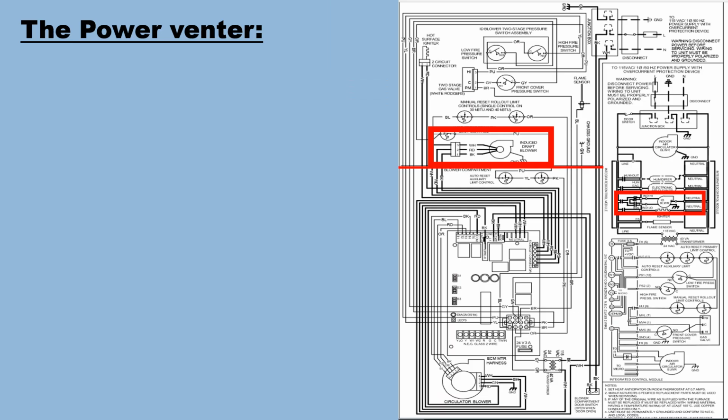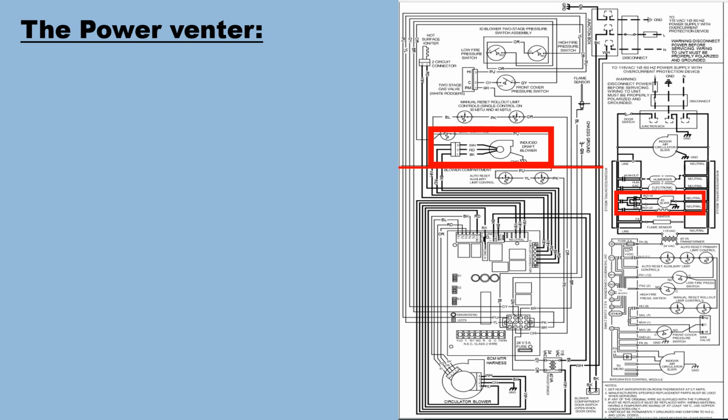The power venter. Just remember that officially, or actually, whatever way you want to term it, it's a power venter in a 90 plus unit, because the PVC vent is sealed, and the venter motor is actually pushing the flue gases out.